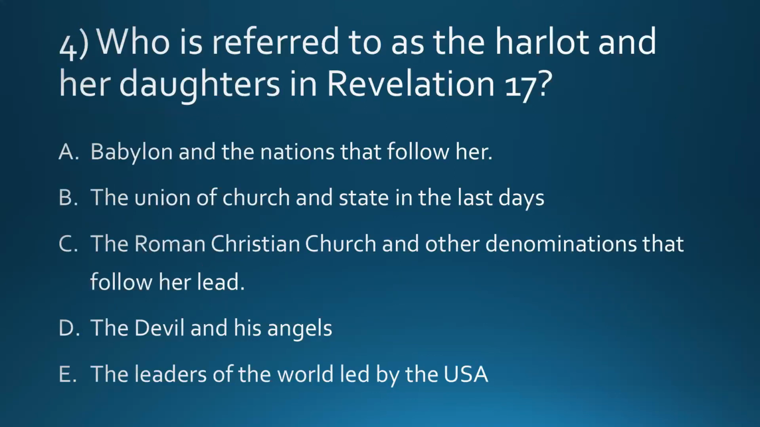Number 4, who is referred to as a harlot and her daughters in Revelation 17? It wasn't Babylon, because Babylon is not referred to here. The union of church and state in the last days, no, that was not referred to here, because the church is what is referred to as a harlot. The Roman Christian church and the other denominations that follow her is the correct answer, which is C. Isn't it the devil and his angels? Isn't it the leaders of the world led by the USA? That is not referred to as a harlot in Revelation 17.